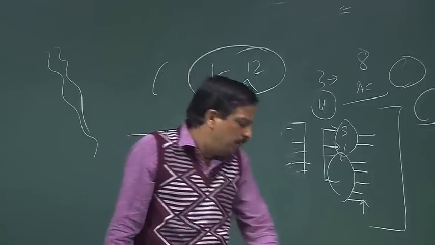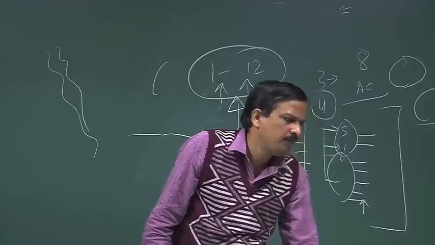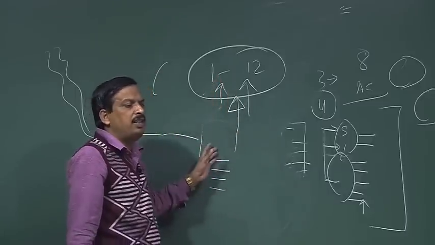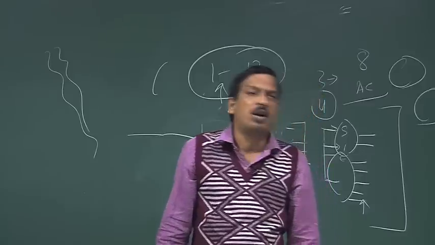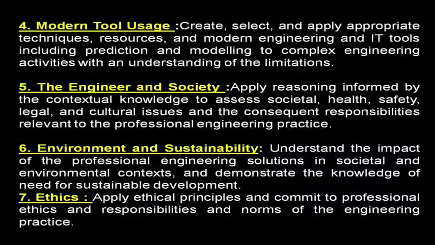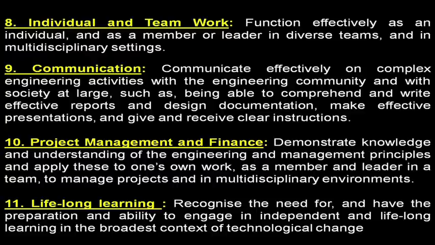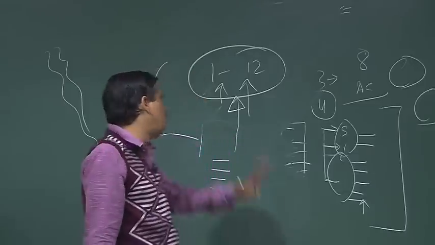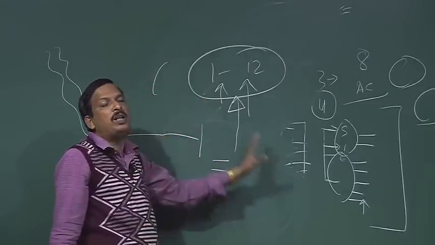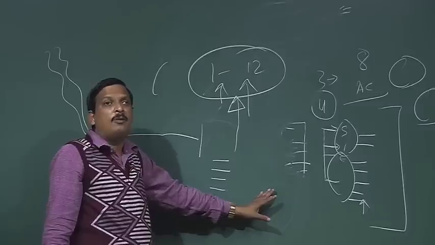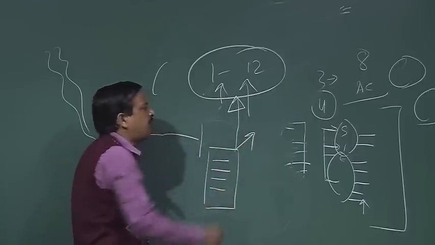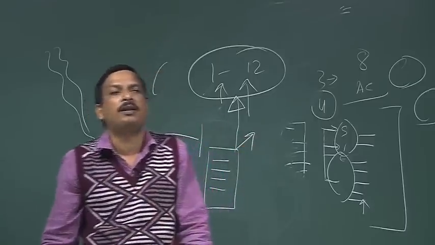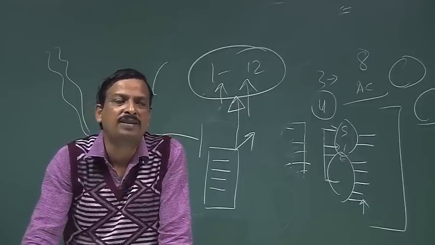Okay. Now, if you look at NBA, the same attributes are there: engineering knowledge, problem analysis, conduct investigation, modern tool usage, engineering and society, environment and sustainability, ethics, individual and teamwork, communication, project management, lifelong learning. Some are domain dependent attributes, some are domain independent attributes. But I have to ensure that my curriculum and teaching learning process meet the NBA accreditation requirement.